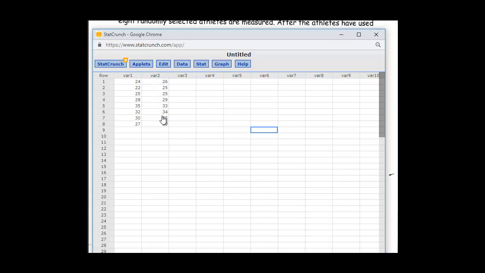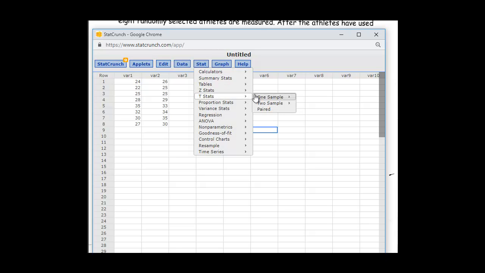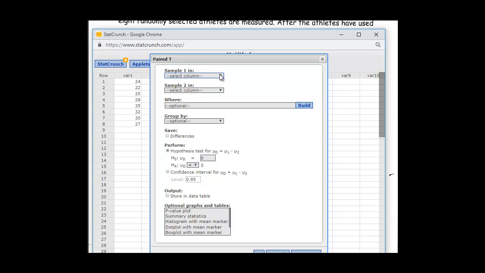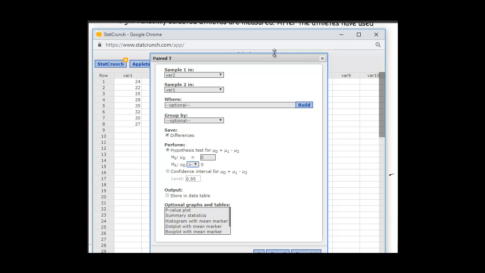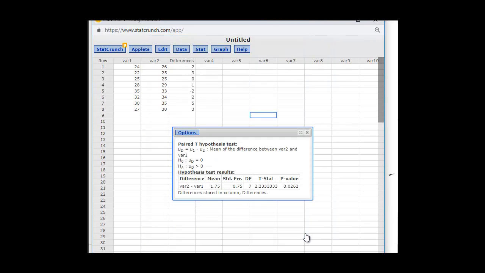Okay, so I put the information in the way my MyMathLab would spill it into StatCrunch. I'm going to hit Stats, go down to T Stats, down to Paired. Now again, I'm going to put sample 1 as my variable 2. Sample 2 is going to be my variable 1. My original jumping height is in sample 2. My outcome jumping height is in sample 1. I don't care where they go, so I'm just going to leave that optional. I want to save the differences because I'm going to come back and look at that. I'm assuming that the outcome is going to be greater when I look at these differences. So I can come down here and hit Compute.